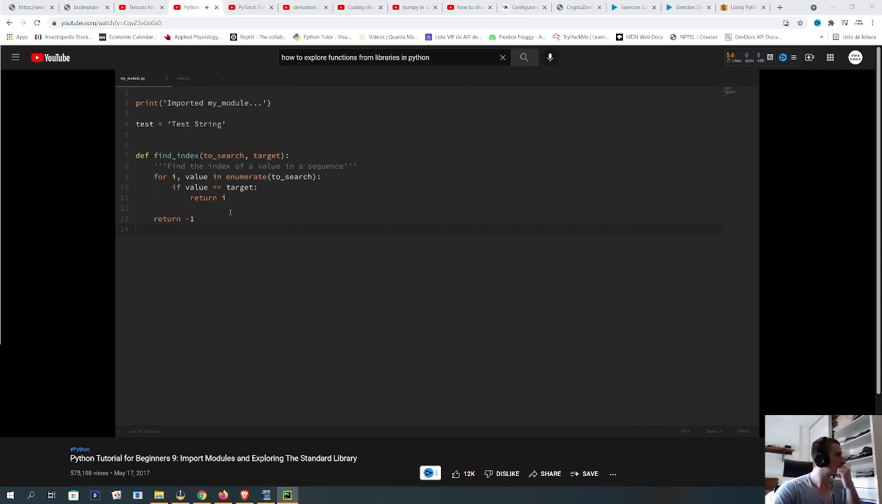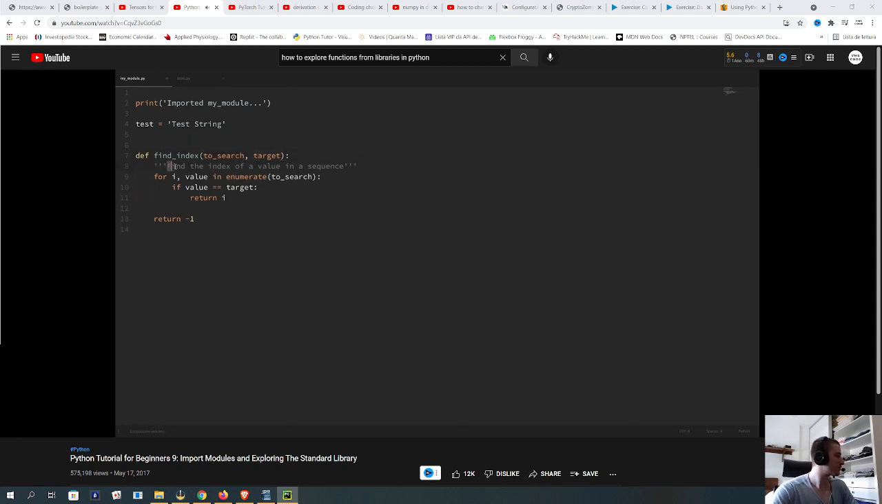So I have a module here called mymodule.py. Now, within this module, we have a print statement, and we'll talk about that in just a minute. We also have this test variable set to test string, and then we have this function called findIndex. And this findIndex function takes in 2 arguments. It takes in a list to search and a target that we're looking for.